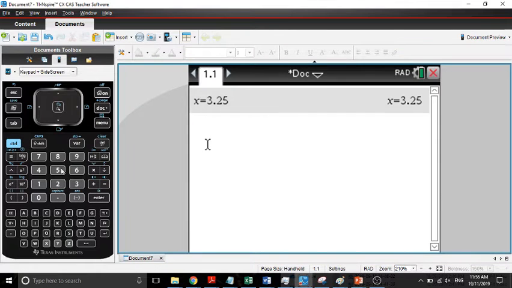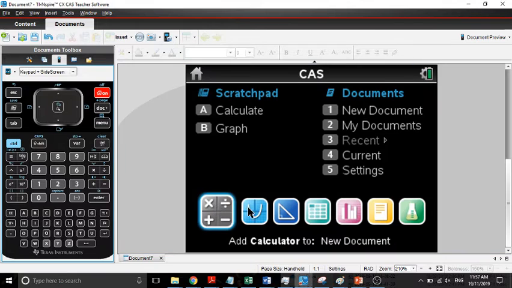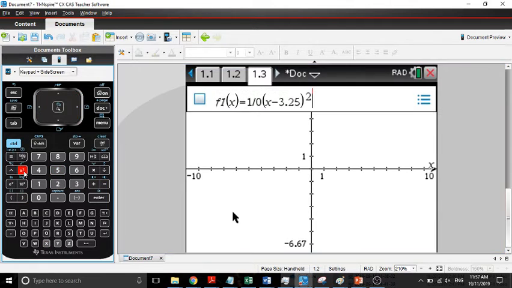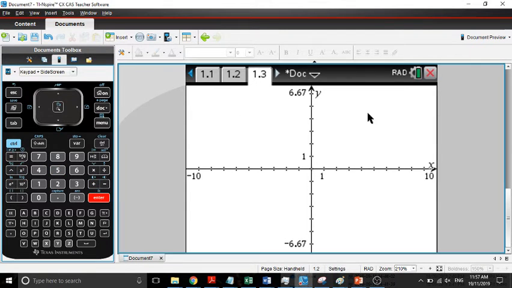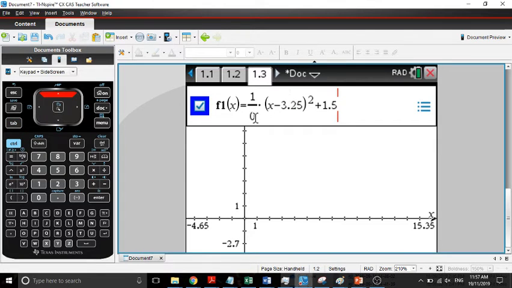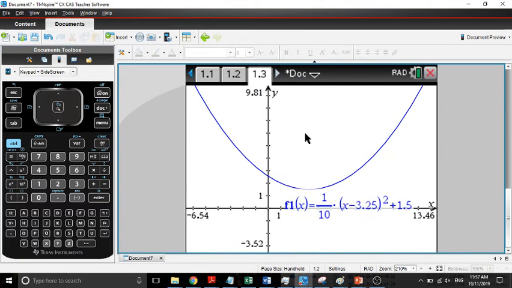Now, it's going to be interesting. So what we'll do is we will graph that. So menu, oops, not calculator, graphing, and we're saying 1 over 10 (x minus 3.25) all squared plus 1.5. Oh no, where is it? Oh no, 1 over 10. So that's what we've got there.